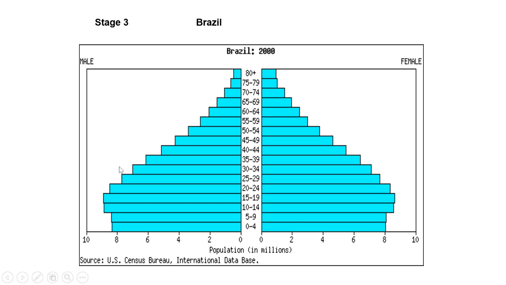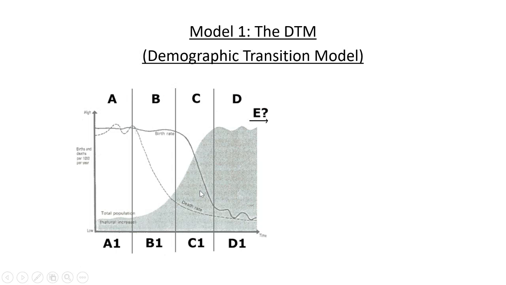And again, you can see the population pyramid. You start to have this bubble on both sides where the lower two categories are no longer the biggest ones. That is very typical of a population that's going through stage three. As you can see, population is continuing to increase, birth rate falls, death rate falls.